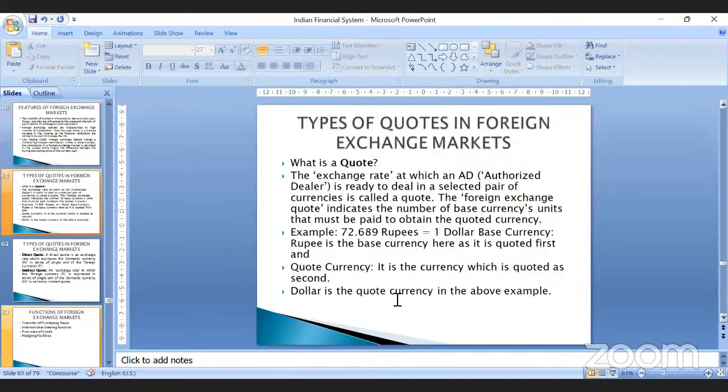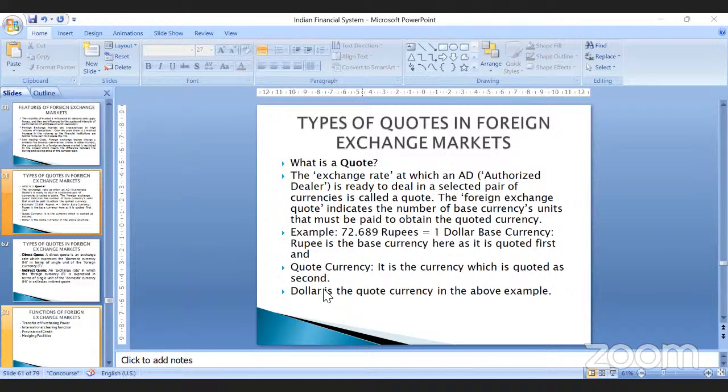Now, one thing that we need to learn in the foreign exchange market is something called a quote, which is mentioned in the foreign exchange instruments. Whenever we are talking about a quote, the quote is the exchange rate. Whenever you want to exchange one foreign currency with another, or exchange your currency with any foreign currency, there is an exchange rate at which an authorized dealer is ready to deal with respect to that specific currency.